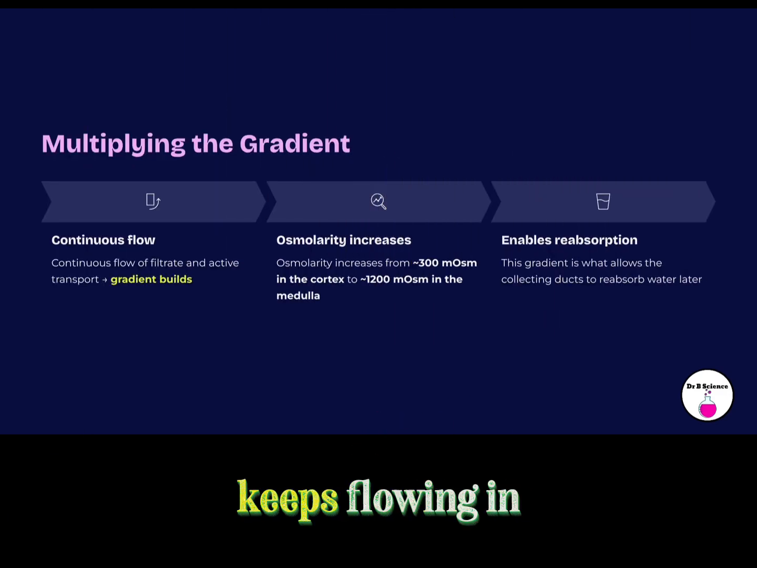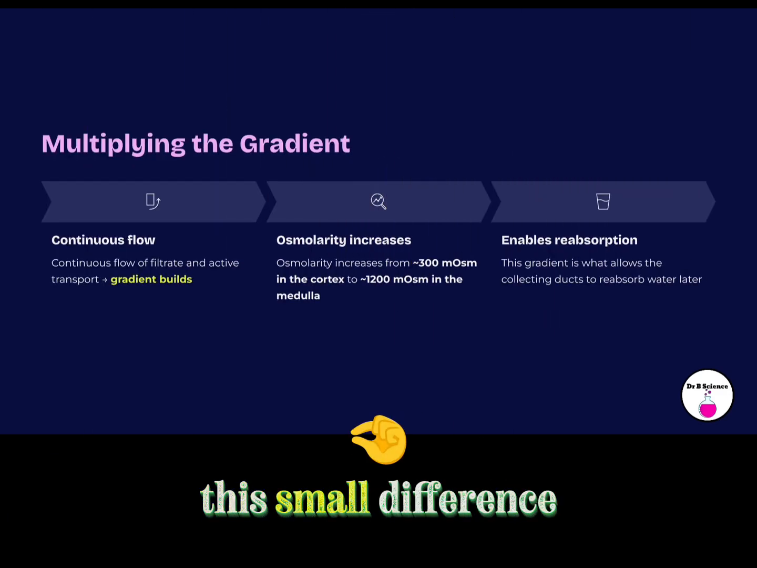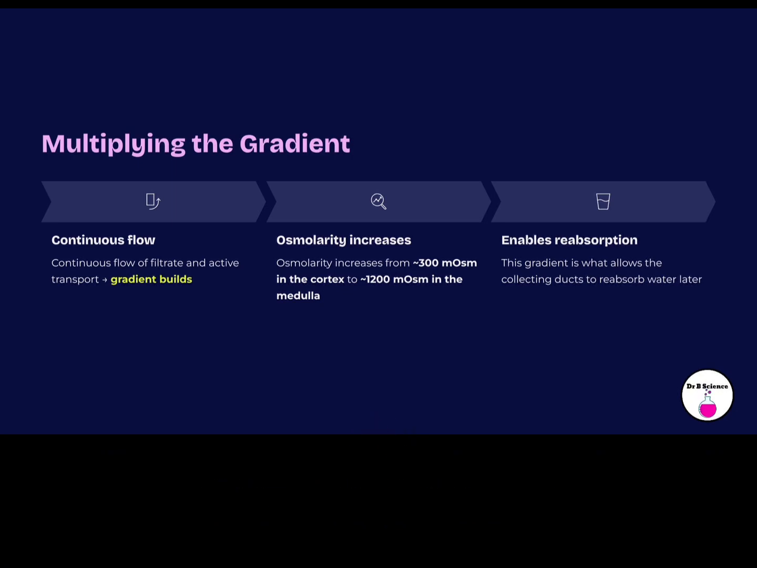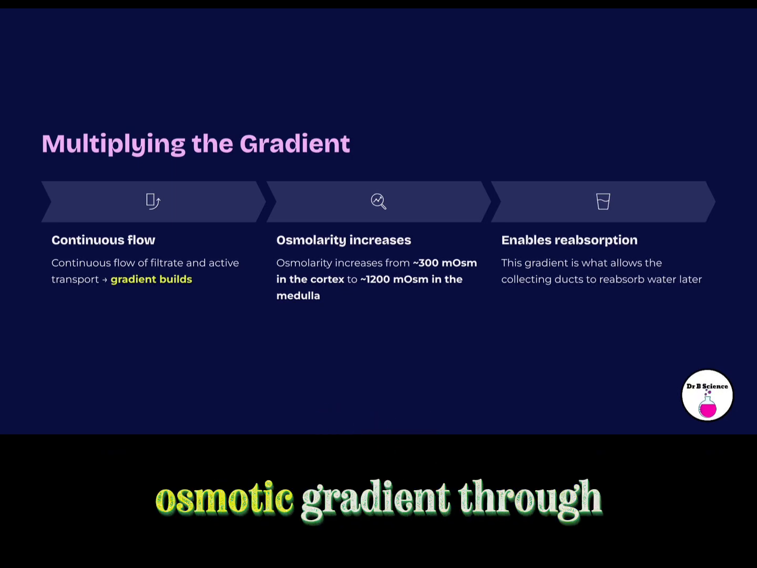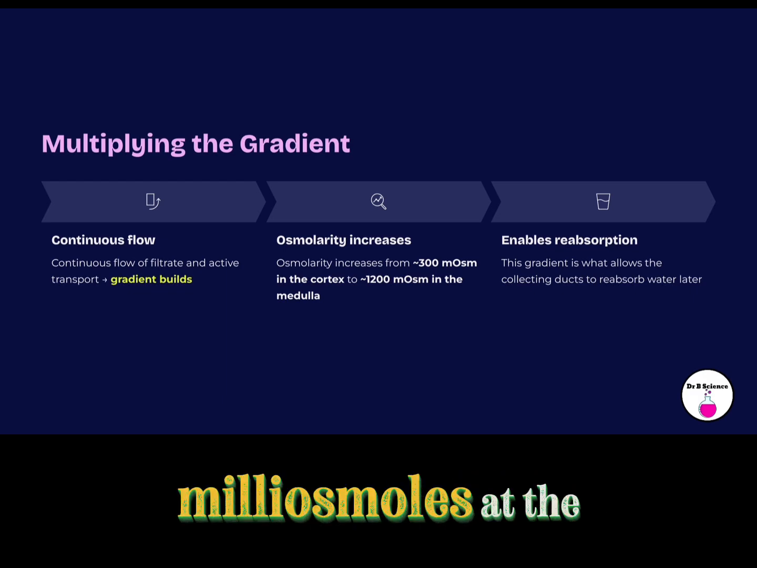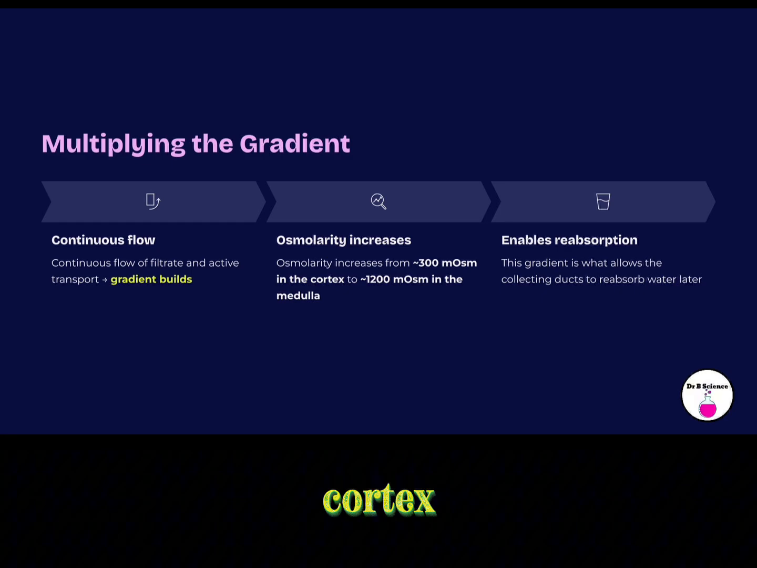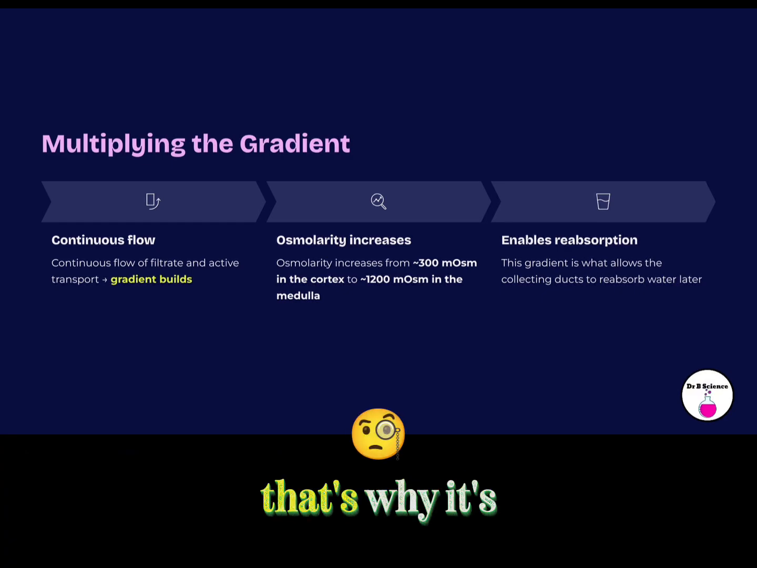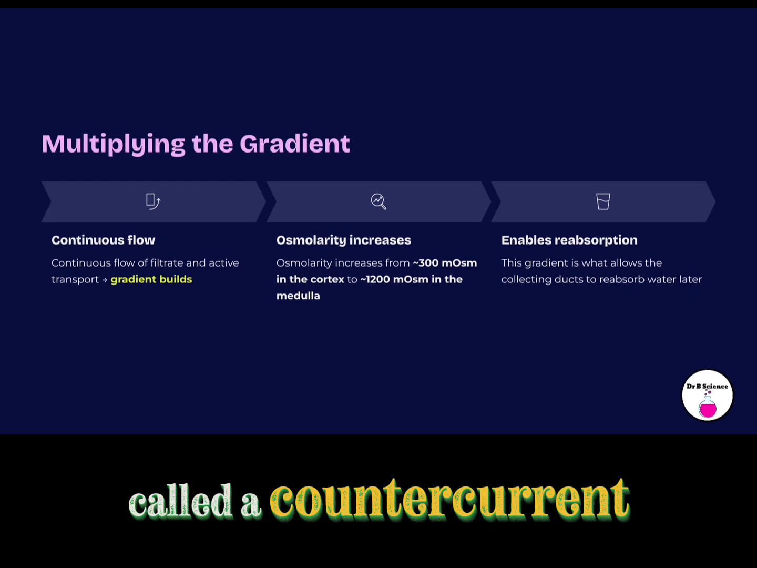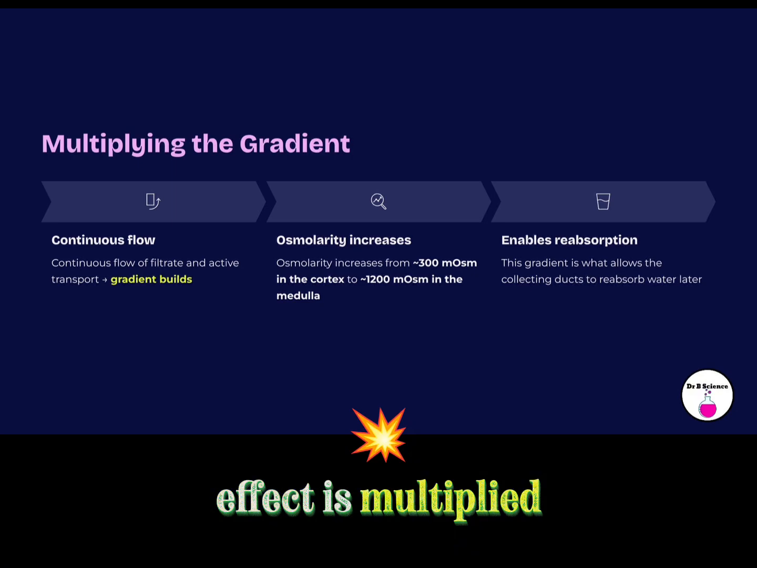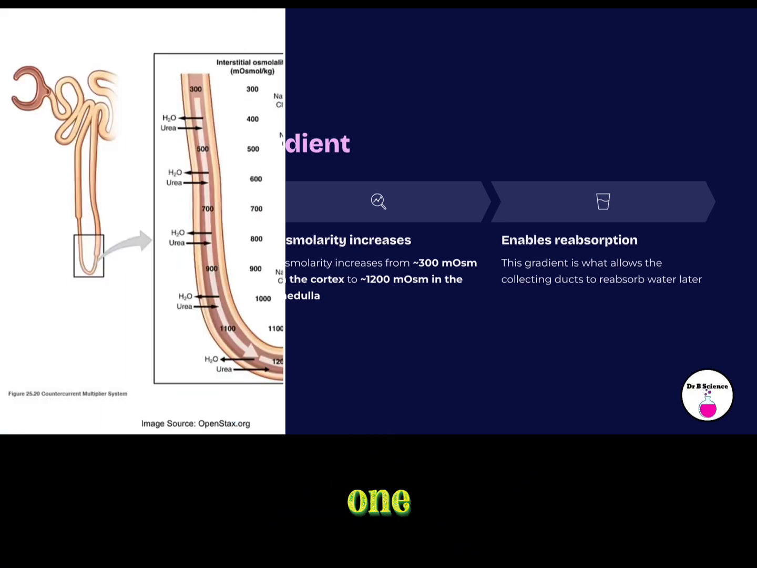As new filtrate keeps flowing in, this small difference is multiplied down the length of the loop, creating a strong osmotic gradient through the entire medulla, from roughly 300 milliosmoles at the cortex to about 1200 milliosmoles deep in the medulla. That's why it's called a countercurrent multiplier. Fluid flows in opposite directions, and a small effect is multiplied into a large one.